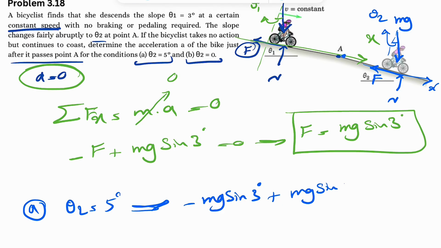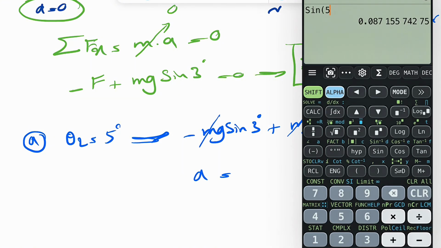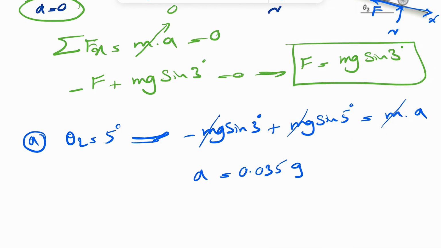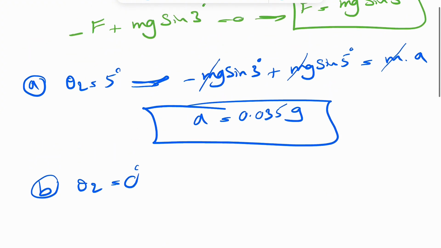So let's go with the first condition where theta 2 is 5 degrees. We're going to have that force F, which is negative mg sine of 3 degrees, and we have the weight component mg, this time sine of theta 2, which is 5 degrees, and this will be equal to mass times acceleration. We can cancel out all the masses, and basically the acceleration along x prime would be sine of 5 degrees minus sine of 3 degrees times g. So the acceleration would be 0.035 g.